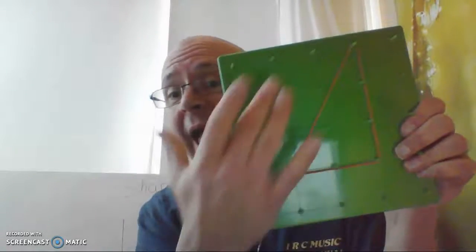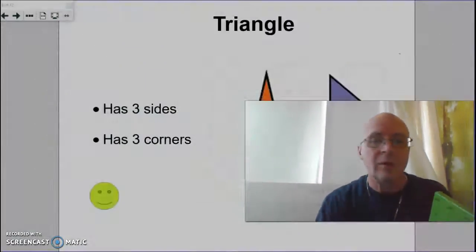Tri means 3. Like if you have a tricycle, how many wheels are on that? 3 wheels. Things that cycle around. 3 tires, 3 wheels. That's what a tricycle is. A triangle has 3 angles, or 3 corners. That's what it means. So take this time to experiment with your geoboard and make some different triangles. You can pause the video if you need to.